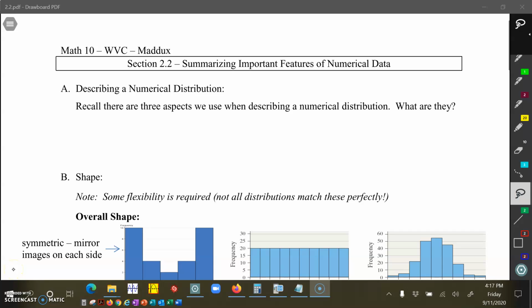Hello guys, so you should be able to have filled this part out on your own. So mostly this is just to give you a chance to see if you have the answers correct.